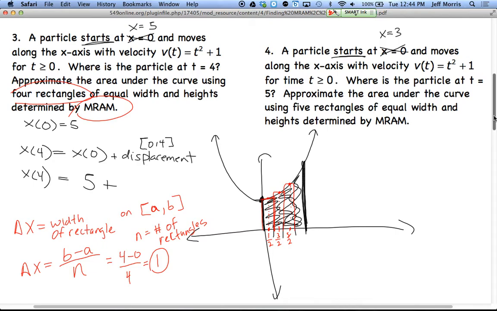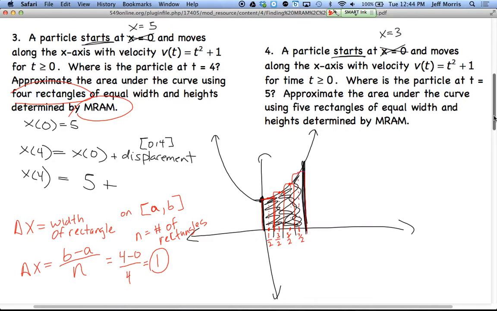So the first rectangle was from 0 to 1. The next rectangle was from 1 to 2. The next one's from 2 to 3. Where's the last one? What's the last one? 3 to 4, so that's going to be 3.5 or 7/2. You can certainly use the decimals. I'm not going to make you use a fraction. Go up 7/2. And then draw it.